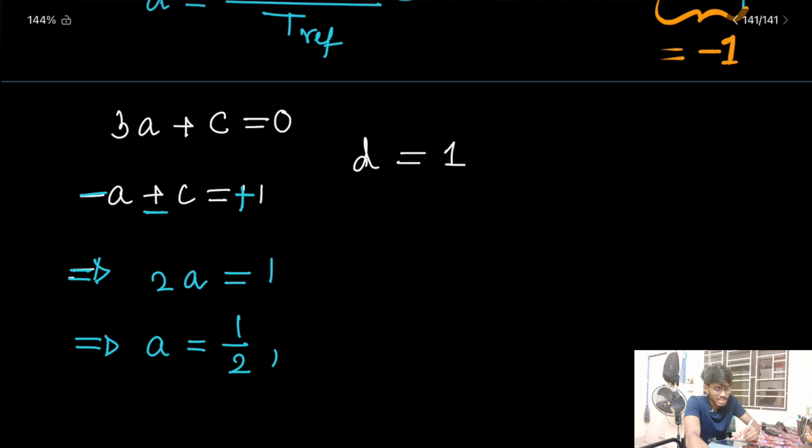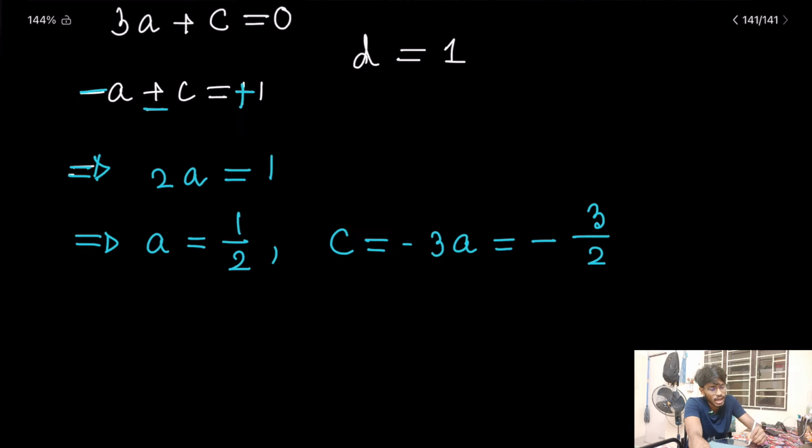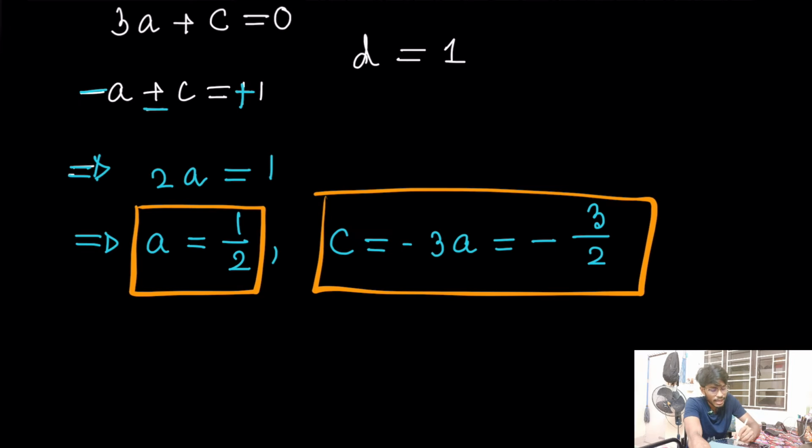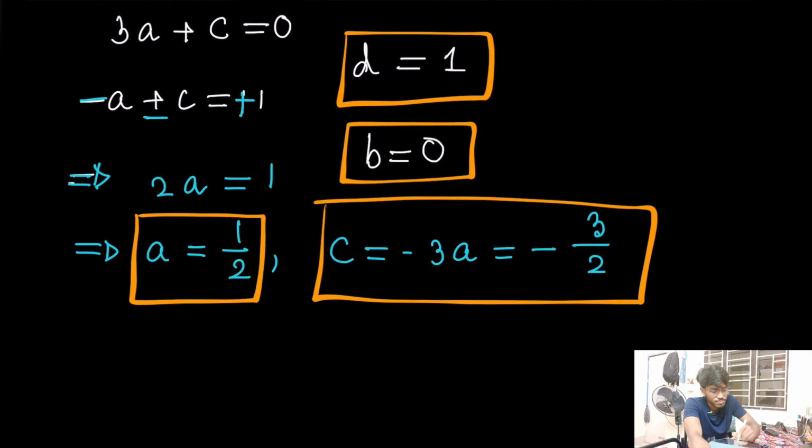If my a is equal to half, then my c is equal to minus 3a, that is equal to minus 3 by 2. I hope that I have not committed any silly or algebraic mistake. But if you find any mistake, please tell me in the comment box. So thusly I got the values of a, b was 0, c and d. For the sake of completeness, let me write b is equal to 0.